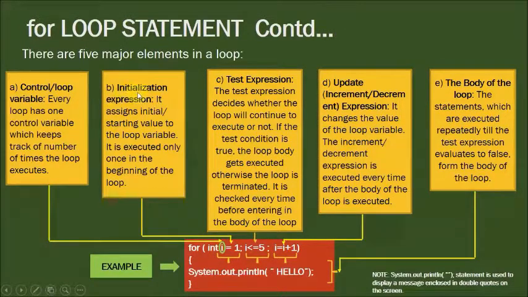Then the next element is initialization expression. It assigns initial or starting value to the loop variable. It is executed only once in the beginning of the loop. So the initialization expression is this complete expression, int i = 1. This is the initialization expression of this for loop, and this expression is executed only once in the beginning of the loop. After that, this expression is not executed. Test expression.